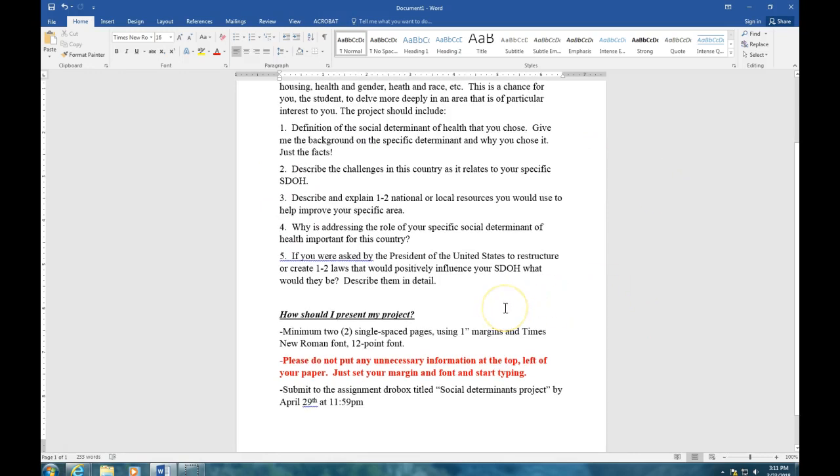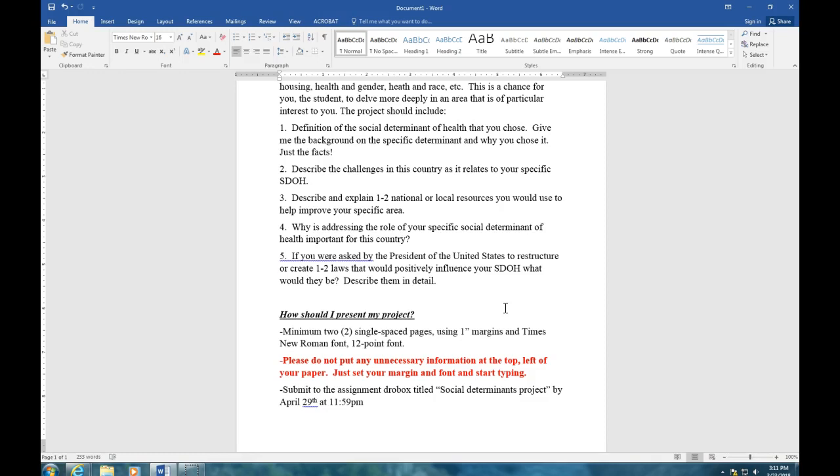And then of course at the bottom here, how should I present my project? Very simply, minimum of 2. You most certainly can go over 2, but a minimum of 2 single-spaced pages, obviously 1-inch margins all around, Times New Roman font, 12-point, that's sort of standard.